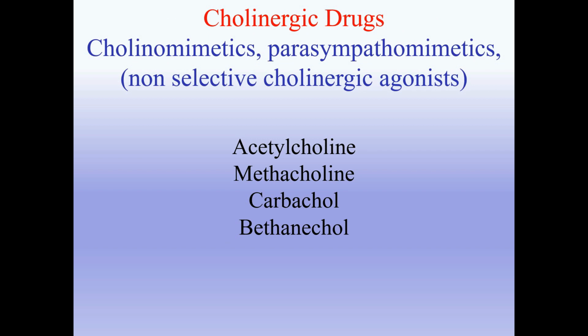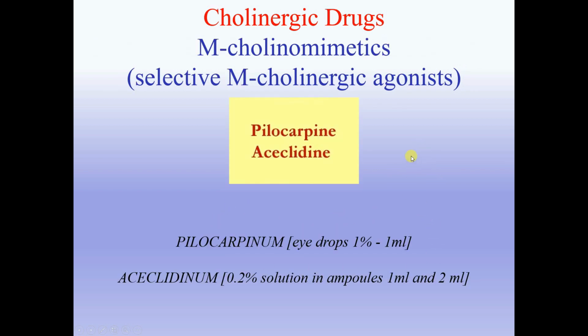The first group of cholinergic drugs is cholinomimetics or parasympathomimetics. These are the drugs which are acting non-selectively on cholinergic receptors. These are the examples: acetylcholine, methacholine, carbachol, bethanechol. The next one is M-cholinomimetics. These drugs are acting selectively on M-cholinergic receptors: pilocarpine and aceclidine. And also below you can see the drug forms of these drugs.